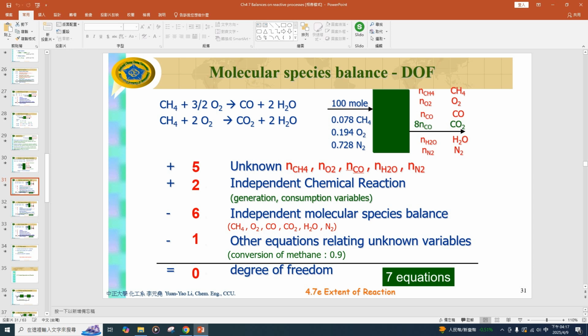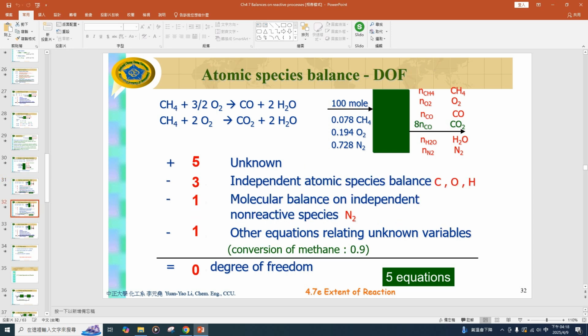The last term is other equations related to unknown variables. That means there are 3 directions you need to look for: specification, physical laws, and physical constraints. There are 3 directions for you to find equations. In this example, you have a conventional one, which is specification. So remember, for the molecular species balance, there are 4 terms for you to do DOF.